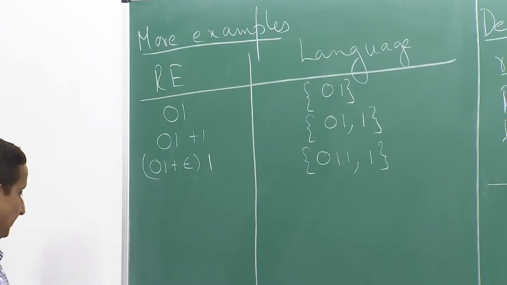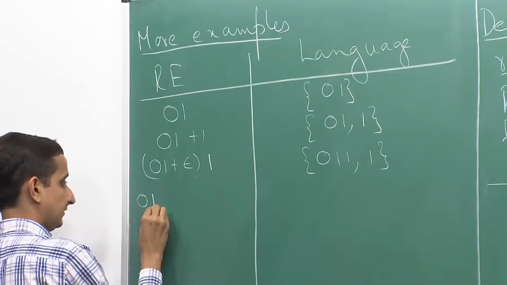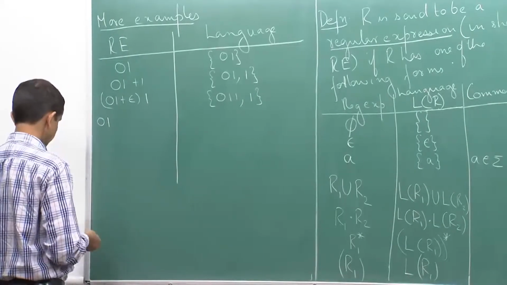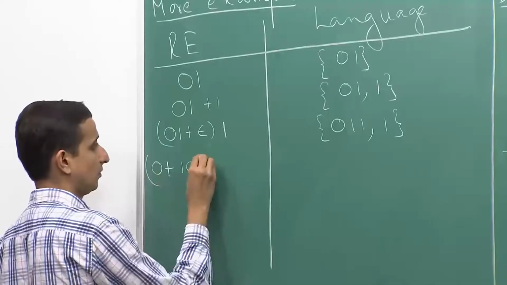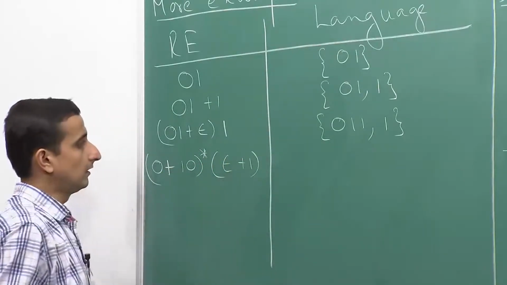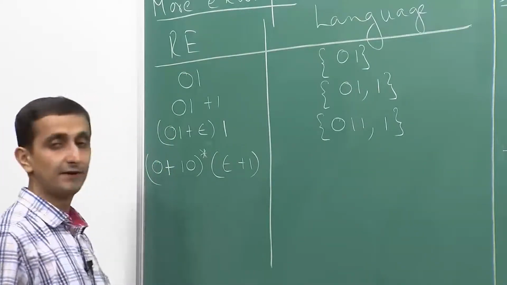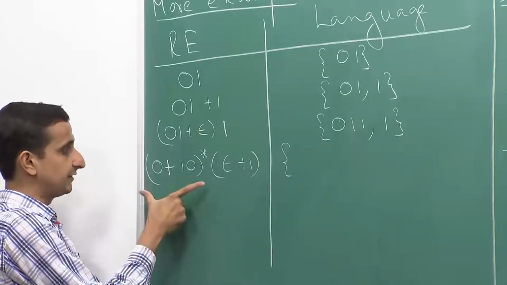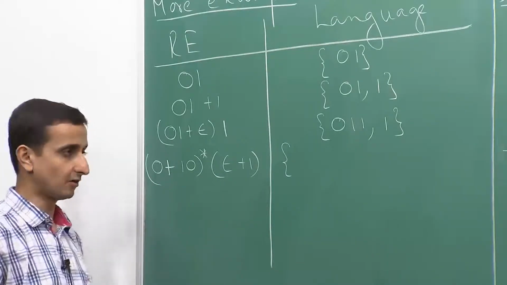The last example is the following. So, let us say we have a regular expression 0 plus 1 0 whole star concatenated with epsilon plus 1. Okay. So, what is the language in this case? Let us try to form it. So, once again we will take one string from the regular expression on the left hand side and one from the regular expression on the right hand side and concatenate them.